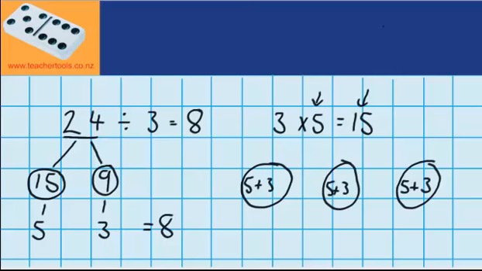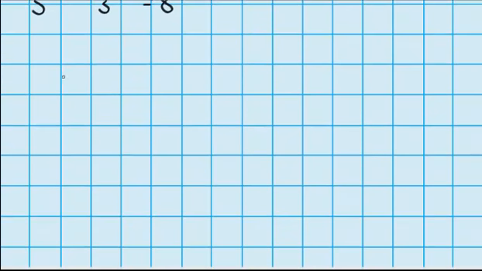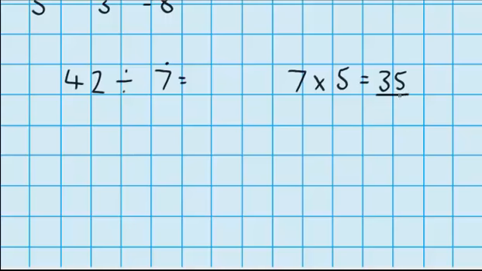Let's try another question. This time I've got 42 items which I want to share between 7 groups. So just like last time, I want to use my 5 times tables to help me. Well, I've got 7 groups, so I think to myself, what would 7 groups of 5 be? Well, I know that that's 35. So that's the amount that I'm going to start by sharing out. So I'm going to share out 35 items. Now we've just seen that if I share out those 35 items between the 7 groups, I'll need to put 5 items in each group.